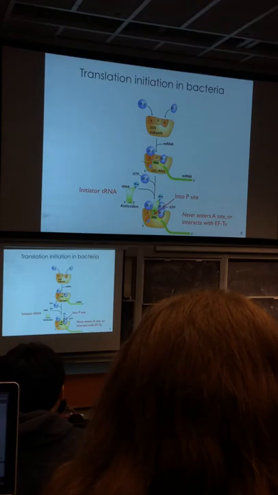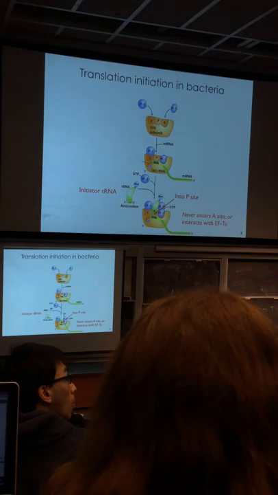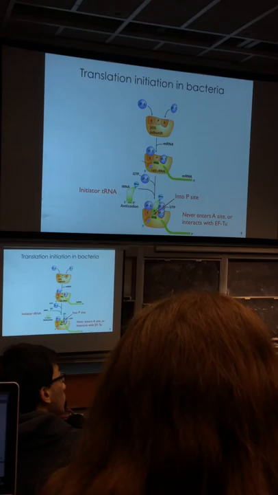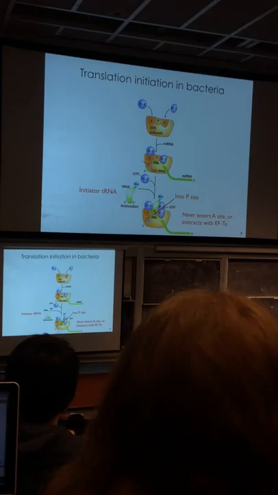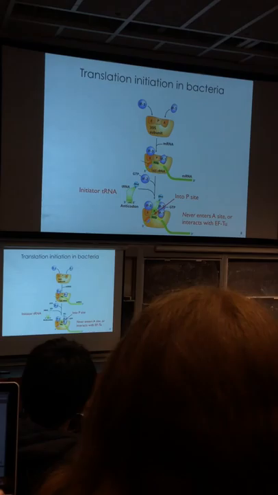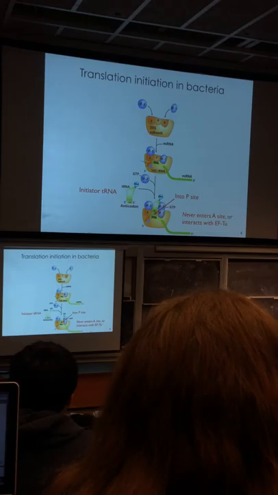Yes? So the question is, what's the significance of the fact that the initiator tRNA doesn't interact with EF-Tu? The answer is that it can't serve as an elongator tRNA. So this is not the tRNA that decodes an AUG methionine codon that shows up in the middle of a protein. It only acts during initiation.